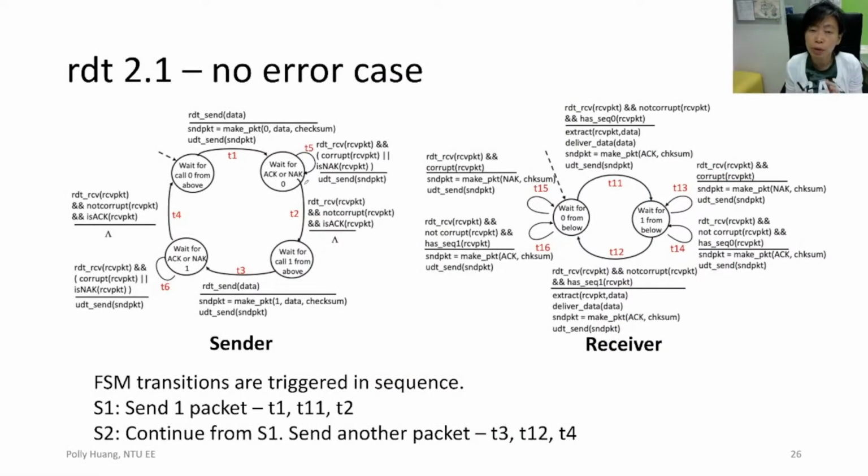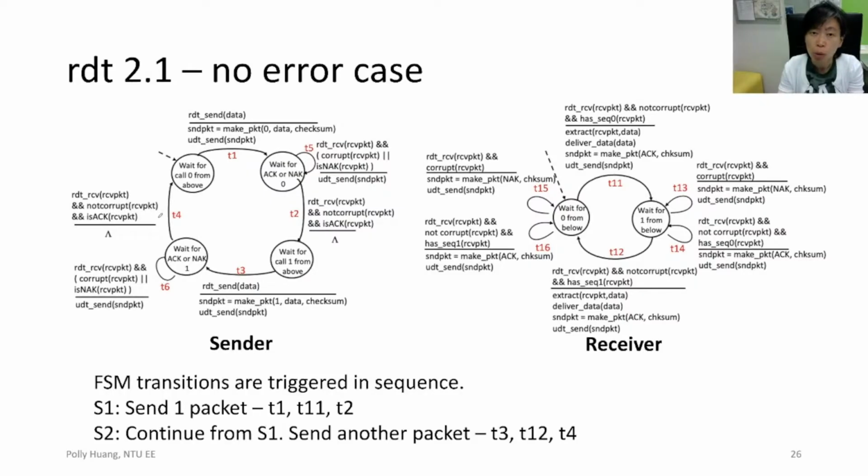Now let's use a couple of very simple scenarios to demonstrate how the sender and the receiver interact. So this is our RDT 2.1, no error case, and the scenario is simply first to send one packet, and then second, continue and send yet another packet. So our goal is to find out all the transitions being triggered until it reaches the steady state.